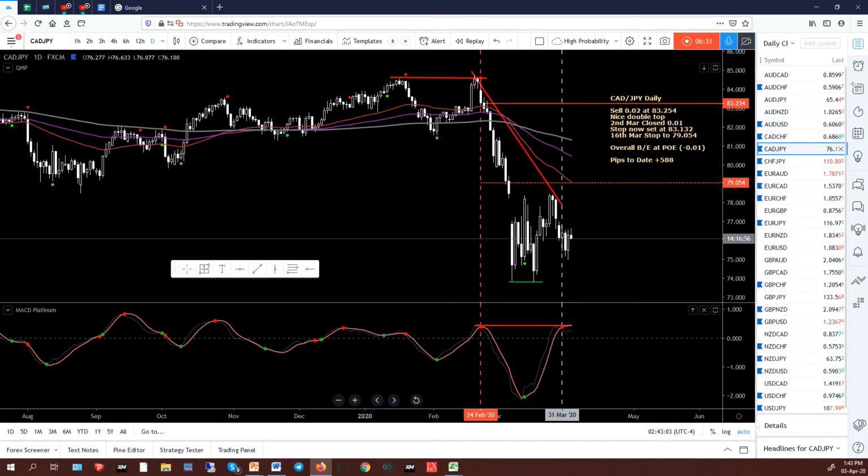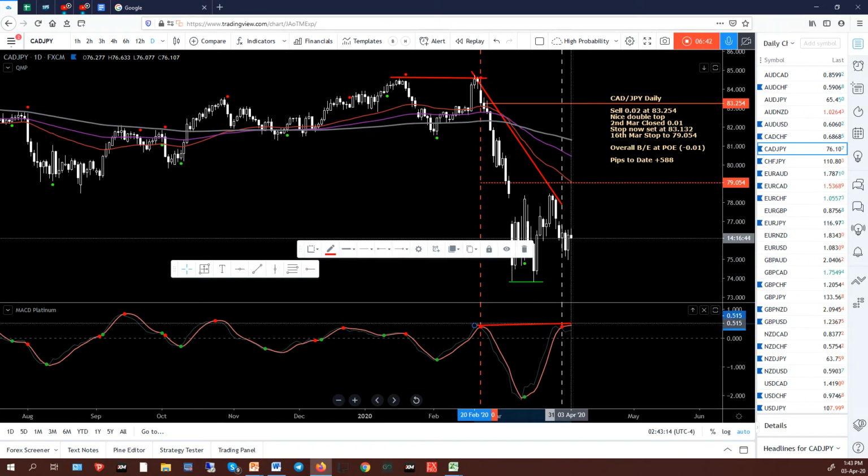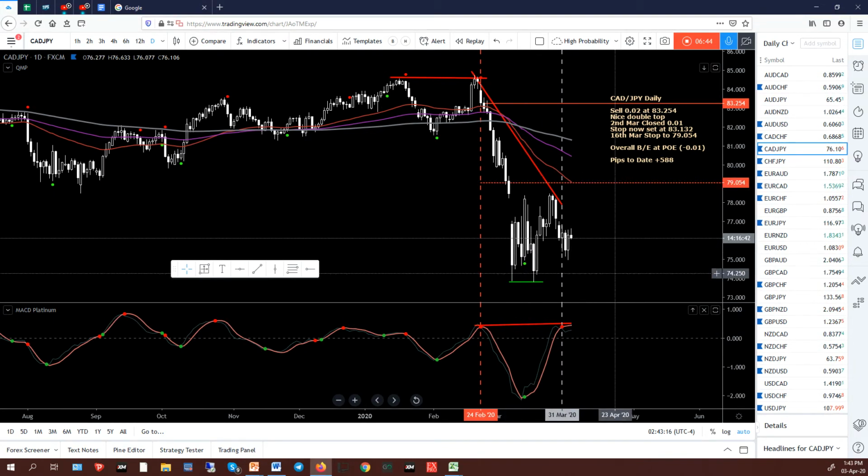Right, CAD Japanese yen in a sell up here, stop in place for that sell there. Not much else I can say about that. Still down, looking for a possible sell here. So just move these trend lines. Again, not much happening, but we're in good profit there.